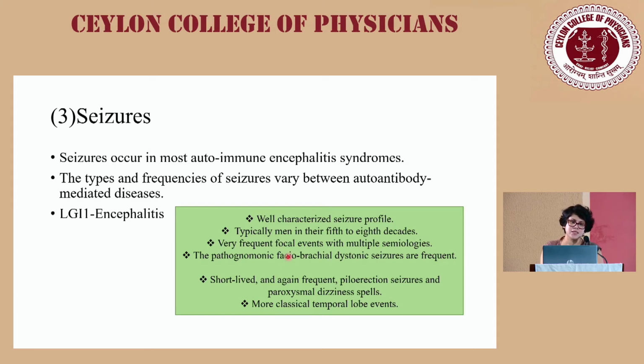Then the seizures. Seizures also occur in almost all types of antibody-mediated encephalitis syndromes, and the frequency and the semiology of the seizures differ between antibodies. LGI1 encephalitis I wanted to discuss first because it has a well-characterized seizure profile. It typically occurs in men between the 5th and 8th decades of life. They will have very frequent focal events with multiple seizure semiologies. And then there is an association of the pathognomonic faciobrachial dystonic seizures also. They can have short-lived but frequent piloerection seizures and paroxysmal dizzy spells, and then more classical temporal lobe events also.